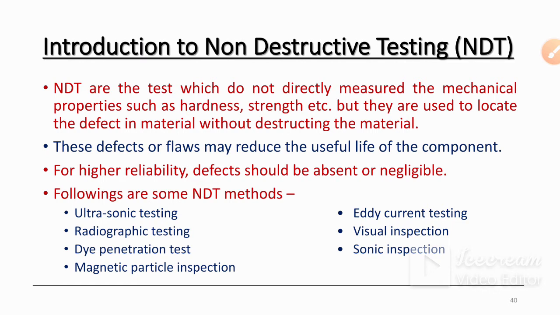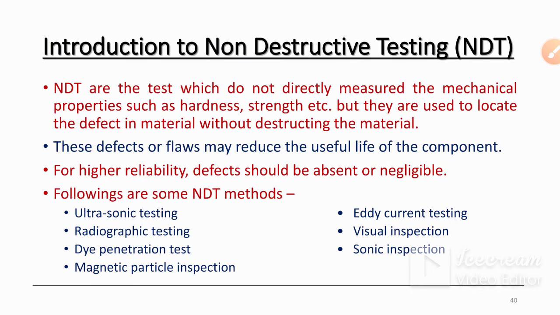So ultrasonic means sound waves are used, radiographic, radio waves are used, dye penetrant tests, so dye means color is used to find out the defects. Then magnetic particles are used for inspection. Eddy current is used for testing, and visual inspection means with the help of naked eyes and with the help of some microscope you are inspecting the material. Then sonic inspection means some sound waves are used to find out the defects in the material. So these are the most common NDT methods.